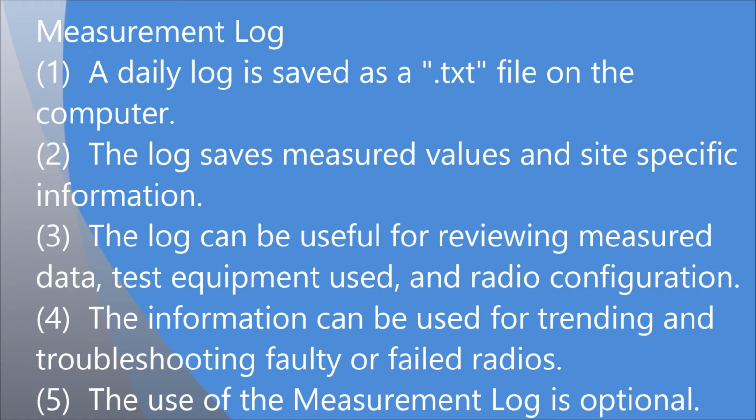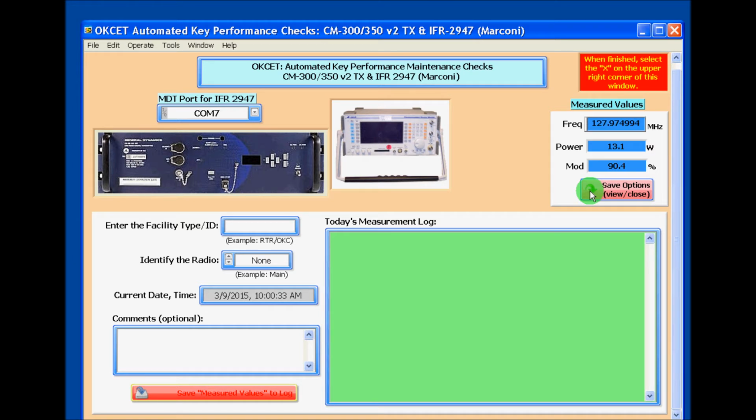Now, one thing that's useful for second level is to be able to duplicate anomalies in the field. It's always good to be able to know how the radio was configured, what test equipment was used when performing the measured values, even what firmware version the radio was running when it performed the way it did. And a lot of this information is not usually captured on a TPR form. Now, the measurement log is optional, so it is not required. Now, here are the save options.